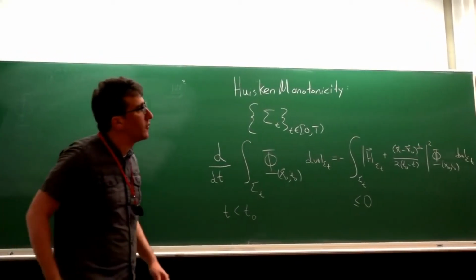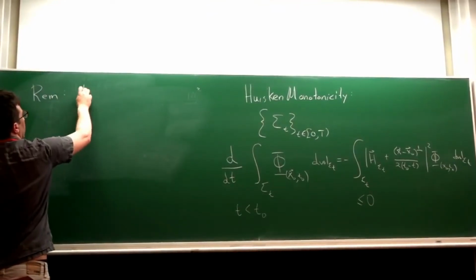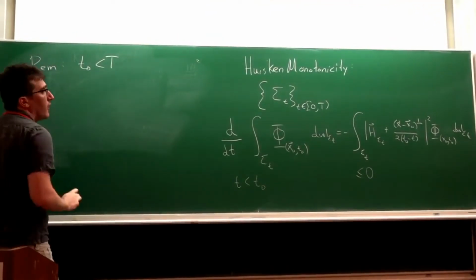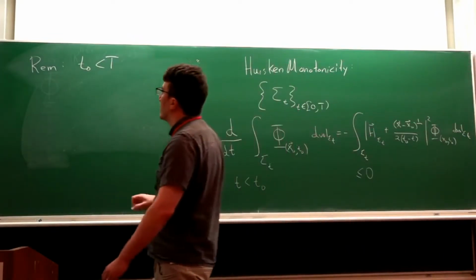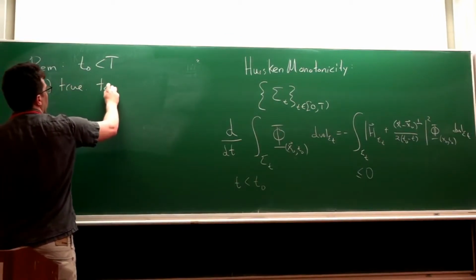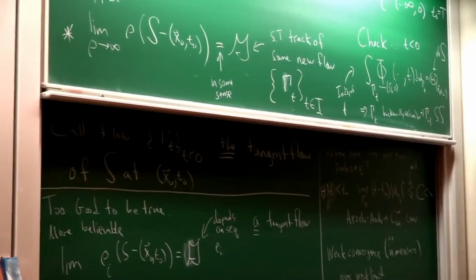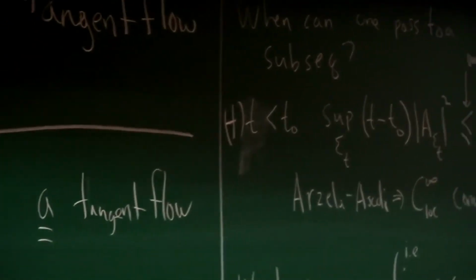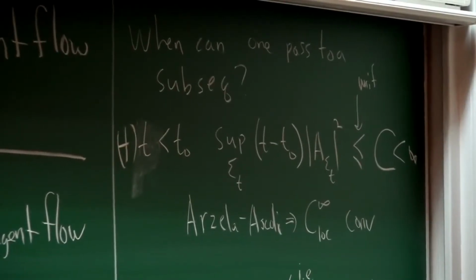Maybe I'll just say this as a remark. If T naught is less than T, then of course our curvature is uniformly bounded, so we're always in this case where dagger is true. And in fact, in this case there's only one tangent flow, and the tangent flow is a static plane. So we're really only interested when we're at the end time where a singularity forms.